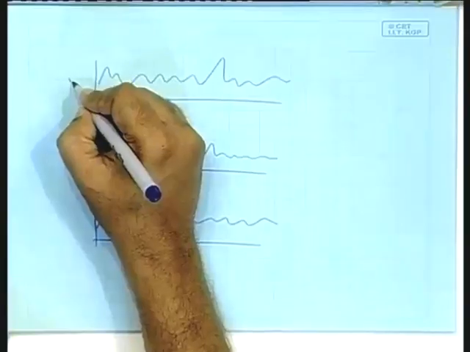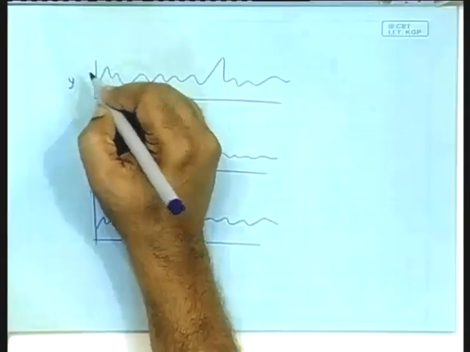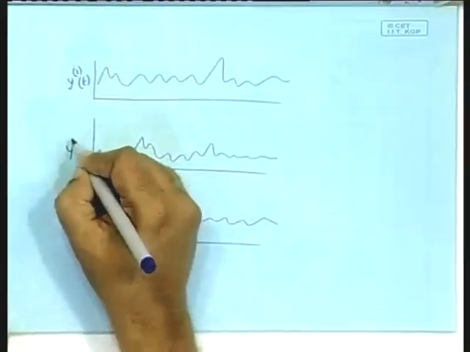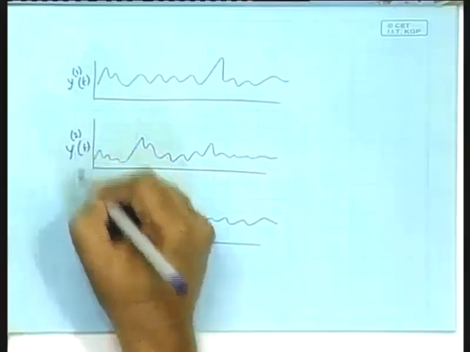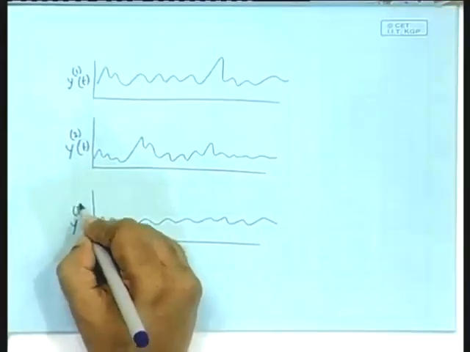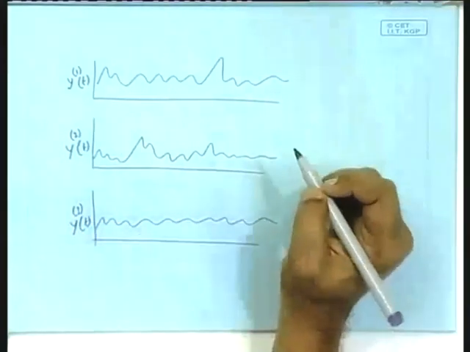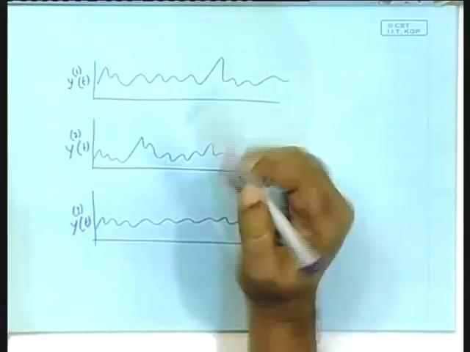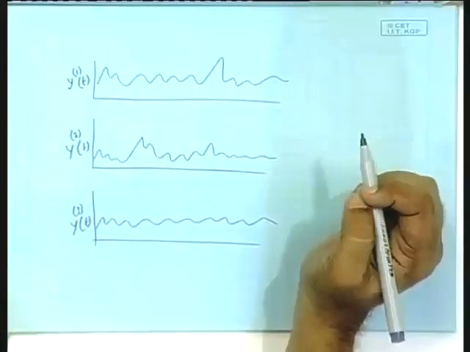In order to understand those conditions, let us look at it this way. Suppose this is y(1)(t), this is y(2)(t), this is y(3)(t), and so on and so forth. I am putting brackets because otherwise it might look like y square and y cube, so that should not be confused.